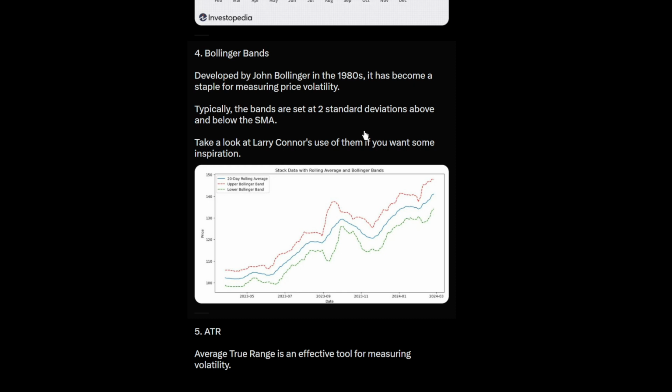Four is Bollinger Bands. Now, this was developed in the 1980s and has become really a staple for measuring price volatility. Normally, people use two standard deviations. Sometimes they do more, sometimes they do less, but I think the most common is two standard deviations. And what I'll say here is definitely take a look at Larry Connors' use of them.